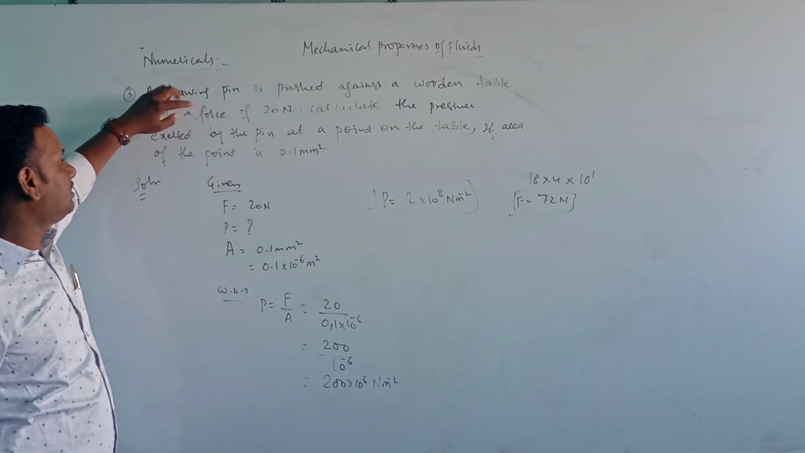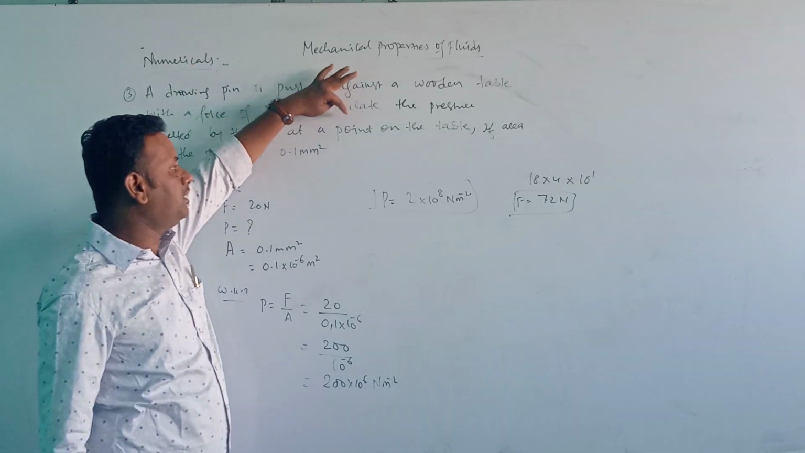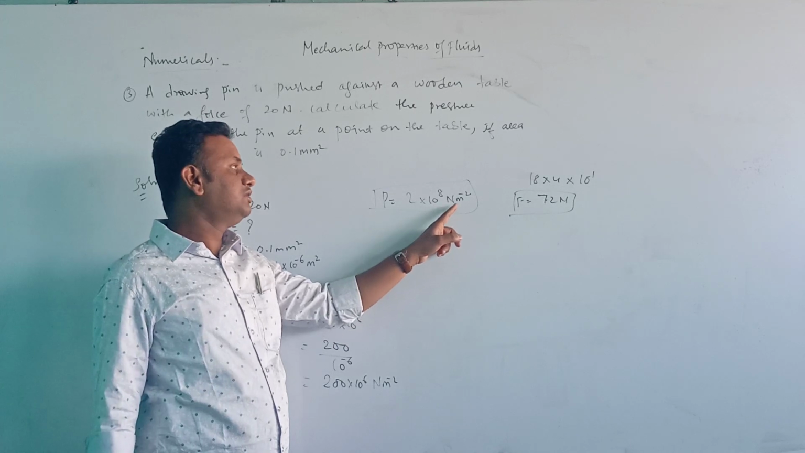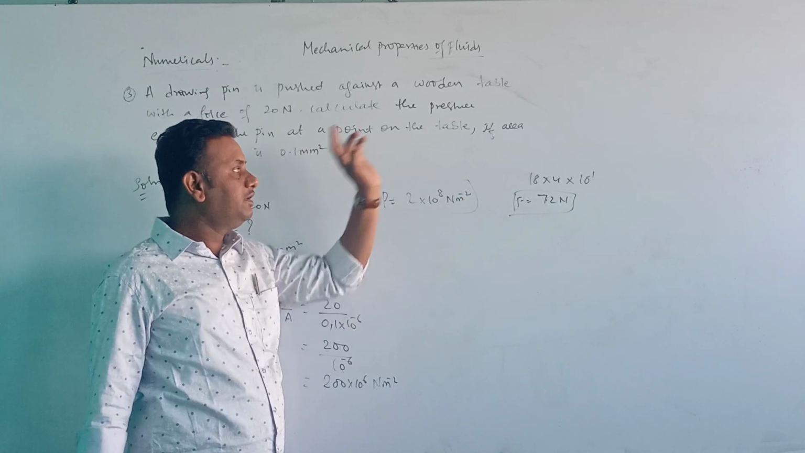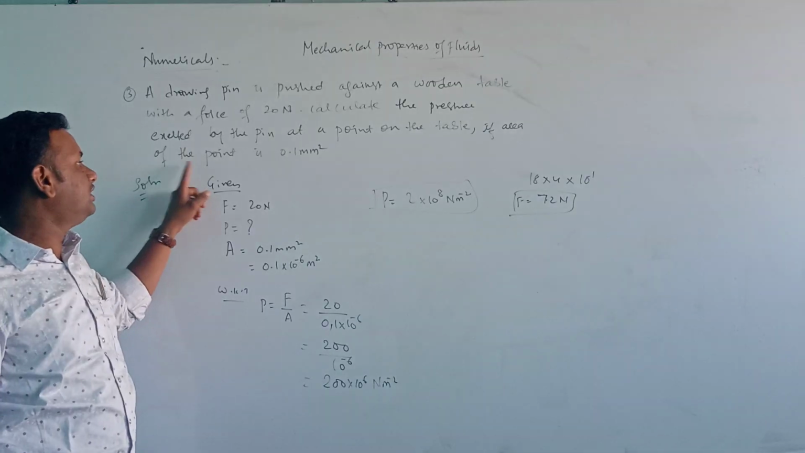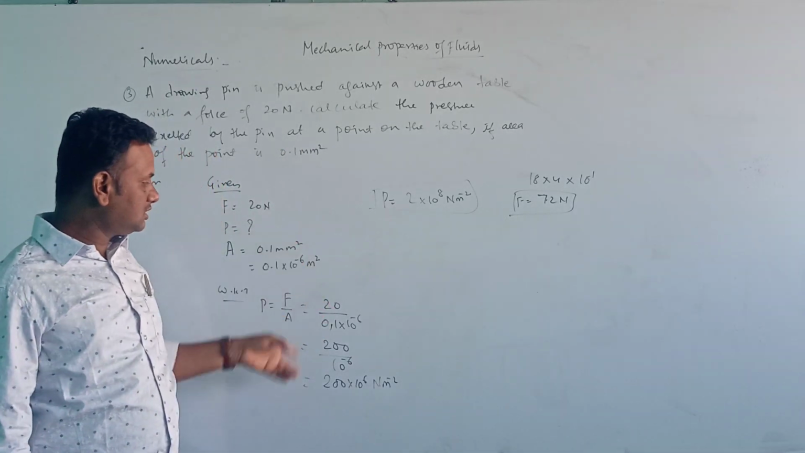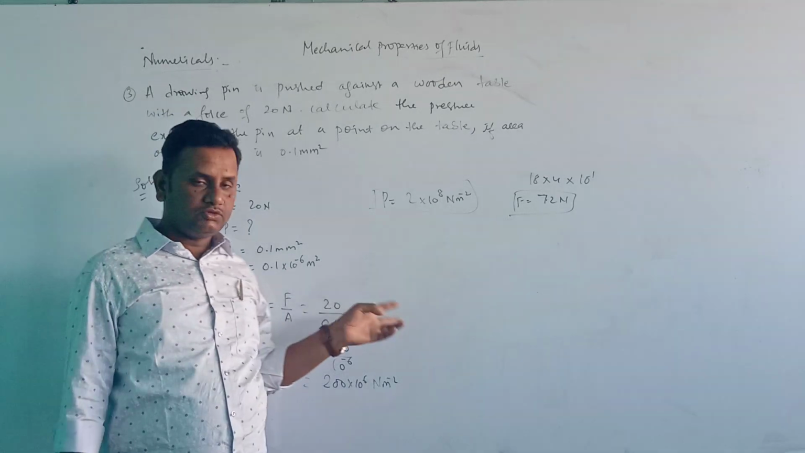Okay. So the pressure exerted by the pin at a point on the table is 2 into 10 to the power of 8 Newton per meter square, if the area of the point is 0.1 millimeter square. So this is today's numerical which was solved.